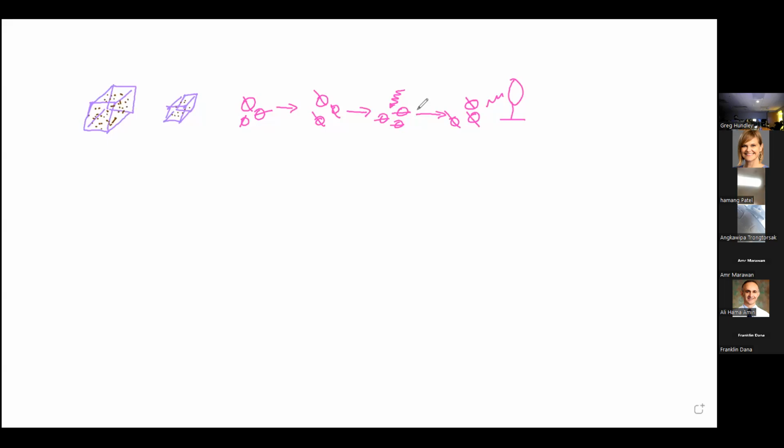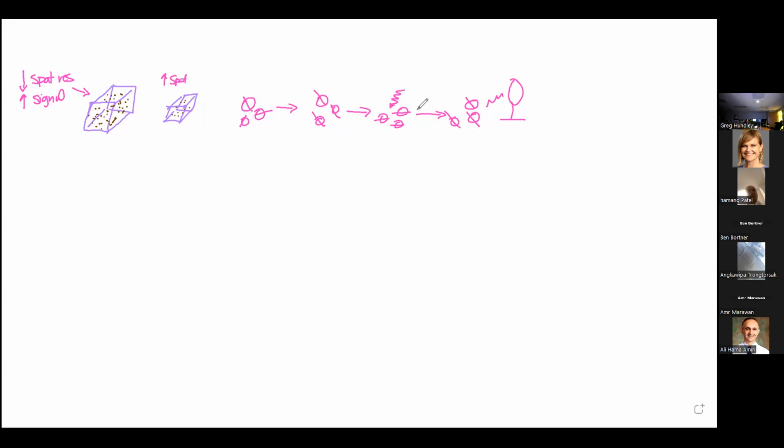We talked about how, in order to visualize the images, we need a lot of protons. If we have a low spatial resolution, we have a high signal. If we have a high spatial resolution, we have a low signal, because there are not as many protons present.